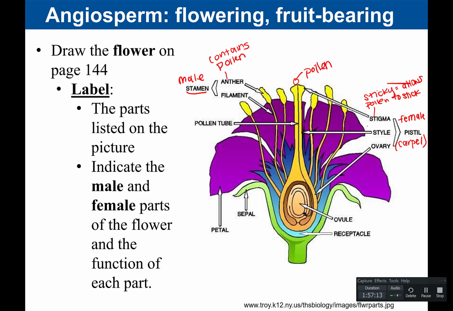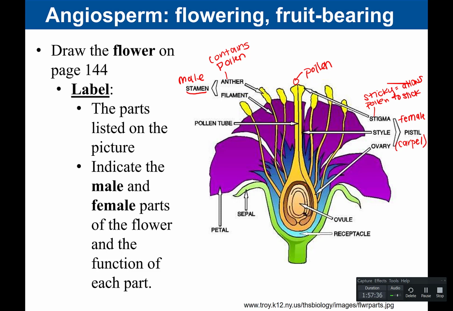So you need to label the female parts of the flower, which are the pistil or the carpel. So label the stigma, the style, and the ovary. You need to label the male part, which is referred to as the stamen. So make sure you label it stamen and male. You need to label the anther and the filament.